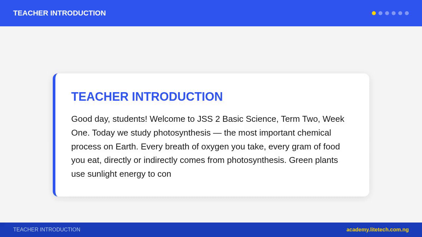By the end of this lesson, you will be able to write and explain the equation for photosynthesis, identify the raw materials, products, and conditions needed, describe the structure of the leaf as adapted for photosynthesis, state the factors that affect the rate of photosynthesis, and explain the importance of photosynthesis to living things and the environment. Let us explore the factory of life.